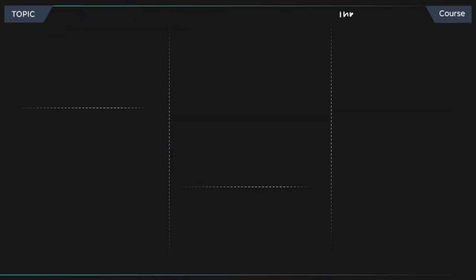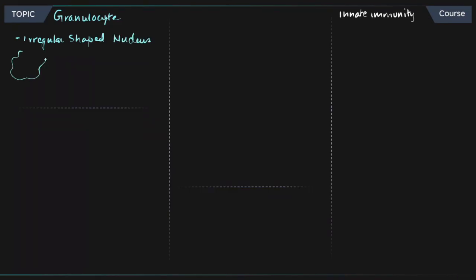Hello everyone, so today we will be again discussing the important topic, which is innate immunity. This is part of the innate immunity course that I've created, and in that course today we will be understanding granulocytes. The main point regarding granulocytes is that the nucleus present inside these cells is irregularly shaped. So let me write it down: irregularly shaped nucleus. And usually the nucleus will contain 2 to 5 lobes. It's a multi-lobe structure.